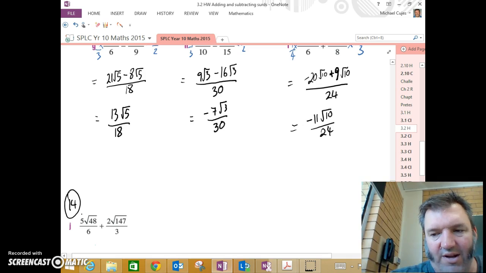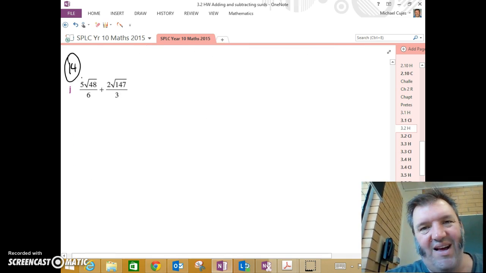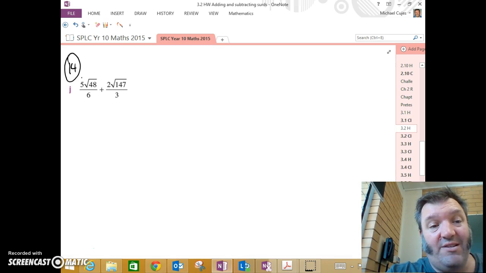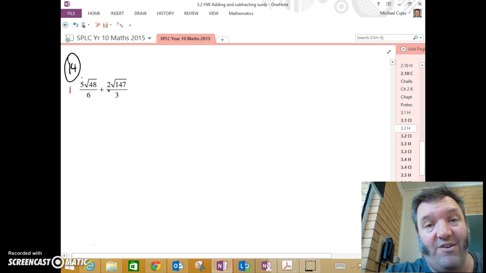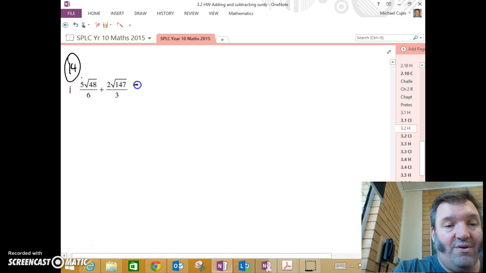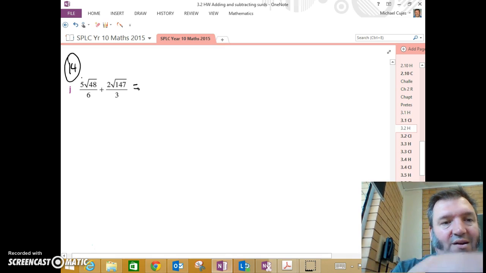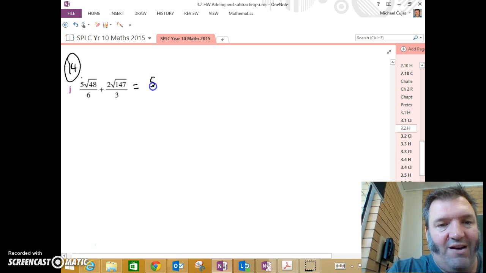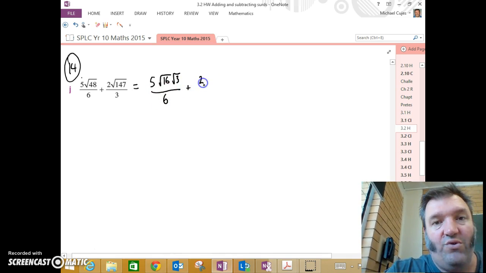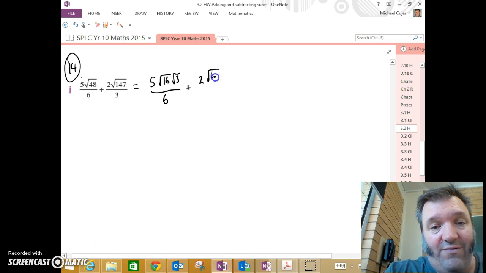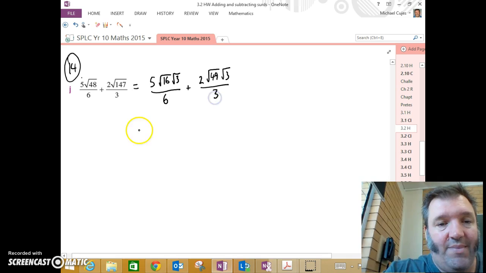We're going to do one of the enrichment ones, one of the challenge ones. They're really not any harder. It's just a couple more steps, but it works the same way. 5 root 48 divided by 6 plus 2 root 147 divided by 3. Well, let's start by simplifying those surds on top, just like we did back in chapter 1. 5 root 48, I could make root 16 by root 3, all divided by 6 here. And 2 root 147, you probably remember it now, that's 49 times 3. So I can simplify that one.